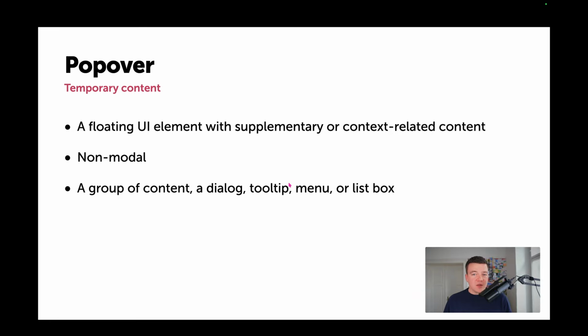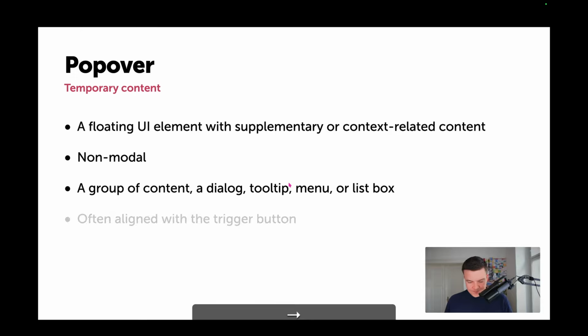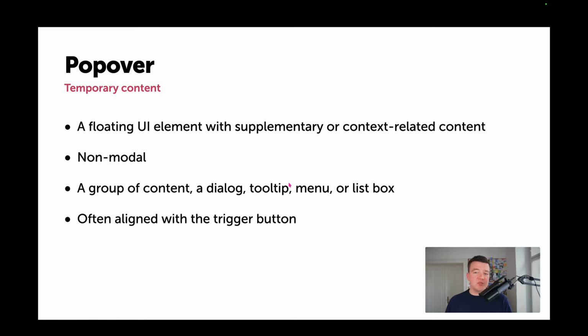Usually that's a group of content. It can also be a dialogue that prompts users to perform a certain action. It can be a tooltip or a menu or a list box. A popover is usually aligned very close to the button that triggers it. That's not a strict rule, it's just something that's common, that it is closely aligned to the button.